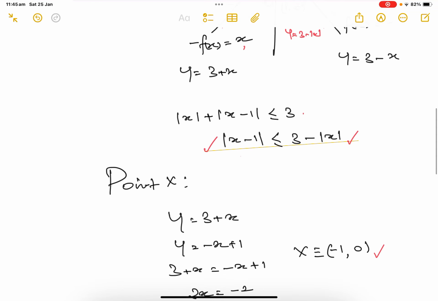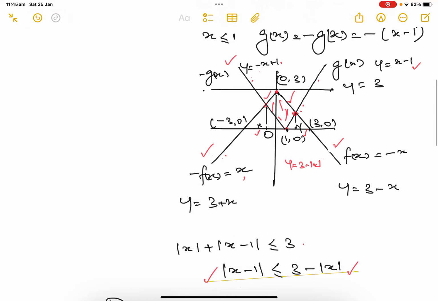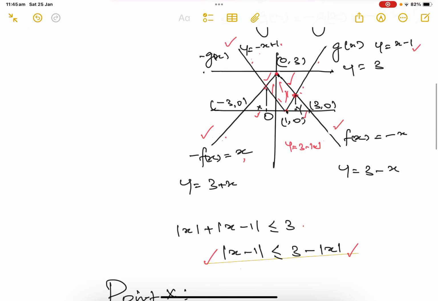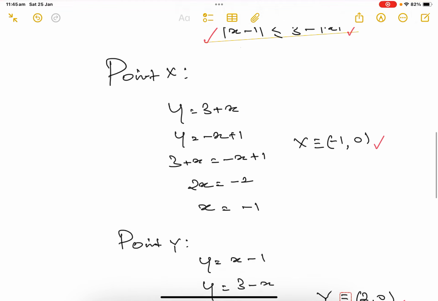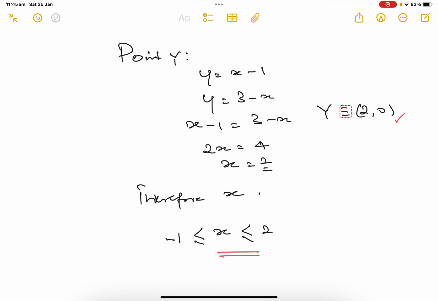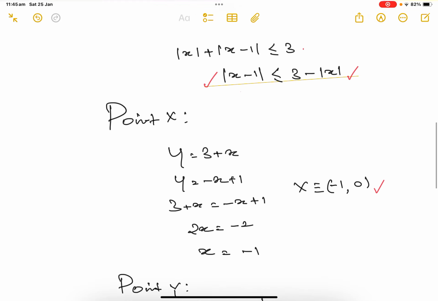So between the limits x and y, the condition we need is when the first graph value is greater than the second graph value. Therefore, x must be between minus 1 and 2. So x must be greater than or equal to minus 1 and less than or equal to 2. That's the answer. So the graph has helped us to find the second part.